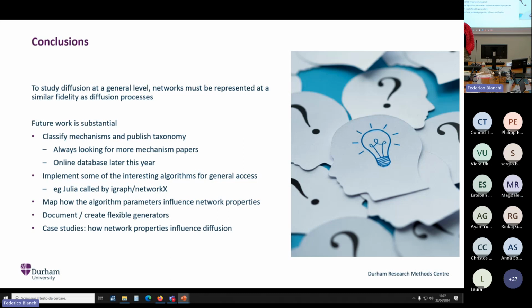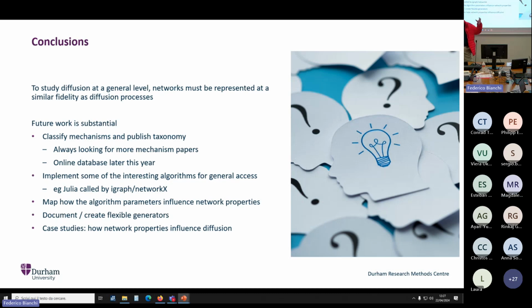We're planning to implement some of the more interesting algorithms for general access. Part of the reason that computer scientists in particular tend to compare those three networks is because those are the ones that are built into Python and R and so on. So we want to add a few to that standard library of networks that you can create.